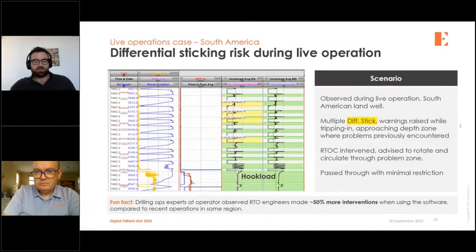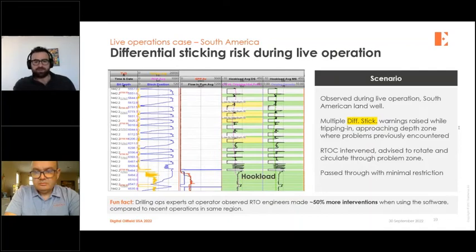All right, this last one is from a live operation in South America, where the real-time operating center for this client were actually using the software and had these warnings available to them. The key thing we're trying to understand here is, from the historical blind tests, we can see if the software is able to detect drilling hazards. But once those are detected, can we actually do something about them on a reasonable timescale, and can processes work accordingly with that?